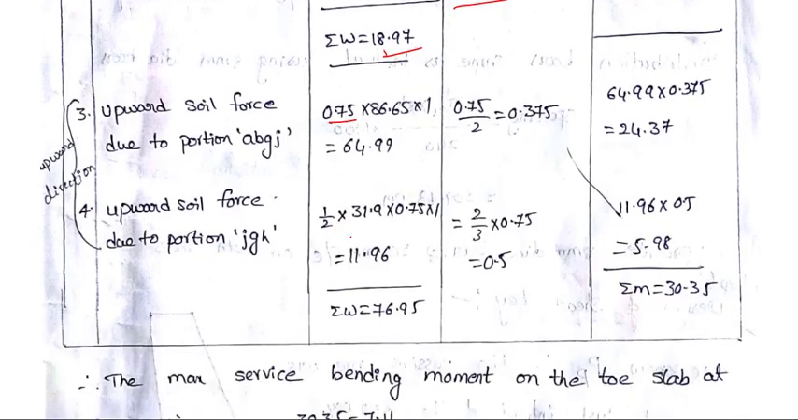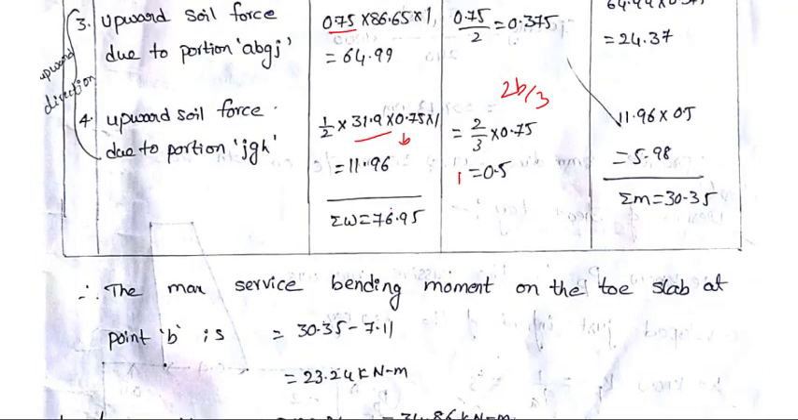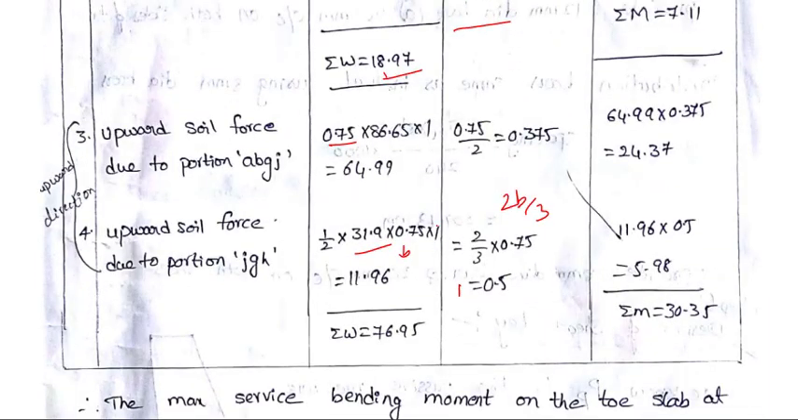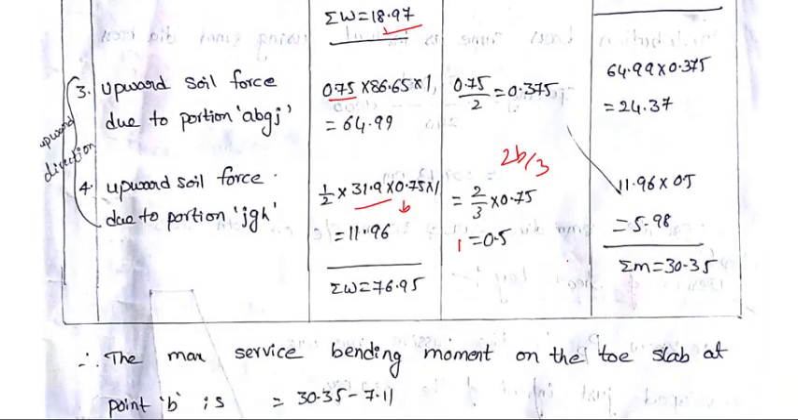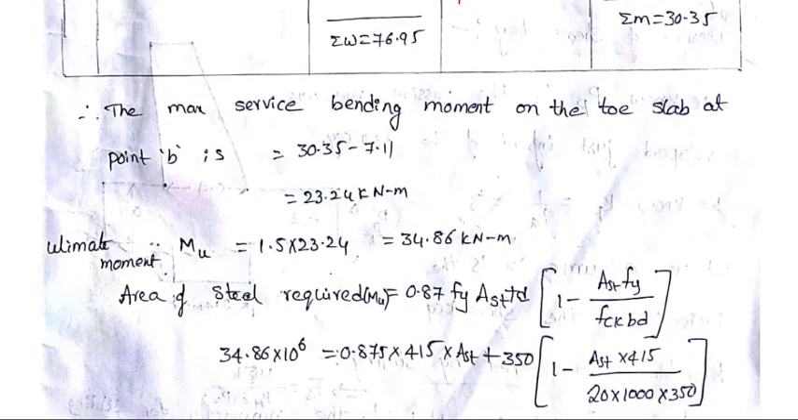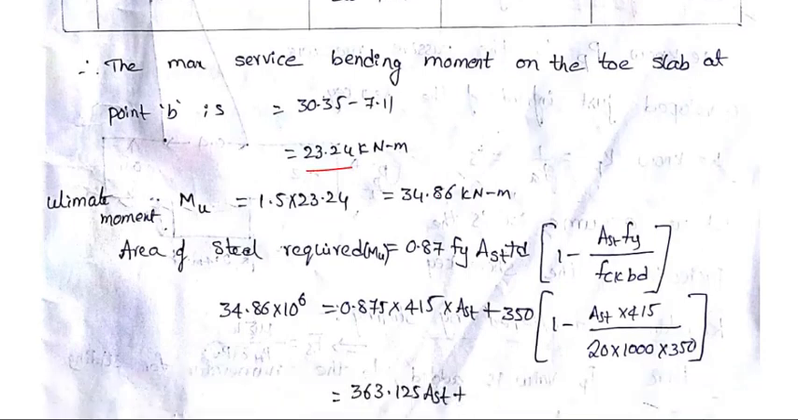Similarly, follow for the triangular one, 1 by 2 into this one. What is that height and breadth? B is equal to 0.75 and 31.9, and for this one you need to change, this is 2b by 3. Okay, so again summation of W for upward direction, summation of moment for downward direction, and like previously we have done to calculate the moment. So upward minus downward, 30.35 minus 7.11, so you'll get 23.24 kilonewton per meter.